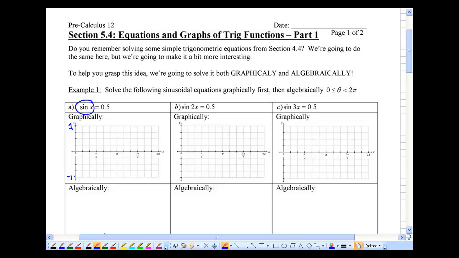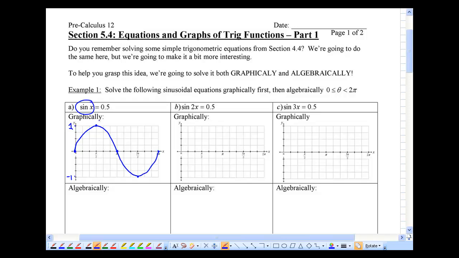The graph of sine x, once again, looks like this, right? Starts in the middle at 0, at pi over 2 goes up to 1, back to 0 at pi, down to -1 at 3 pi over 2, and back to 0. And we're going to sketch this in. Wow, that was bad. Let's try again. I'm going to sketch this in. And there's your sine graph.